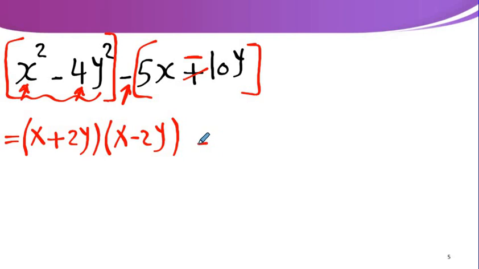And here 5x minus 10y has a common factor, it's 5. Divide each term by the highest common factor, so 5x divided by 5 equals x, and negative 10y divided by 5 equals, what? Yes, negative 2y.